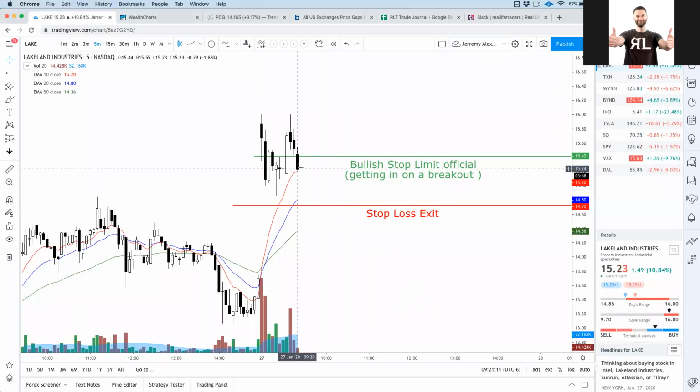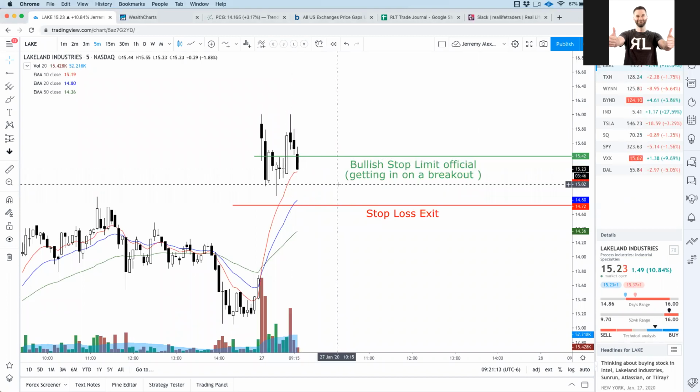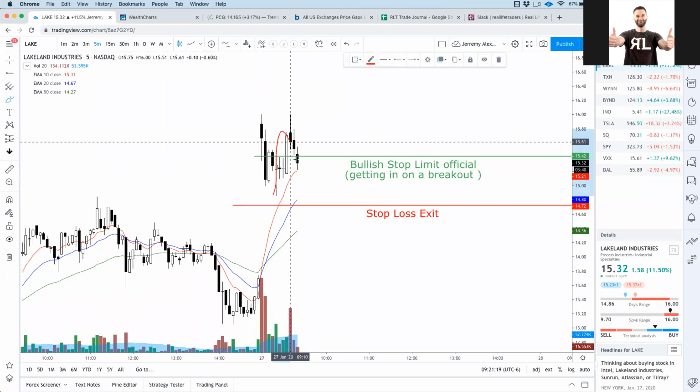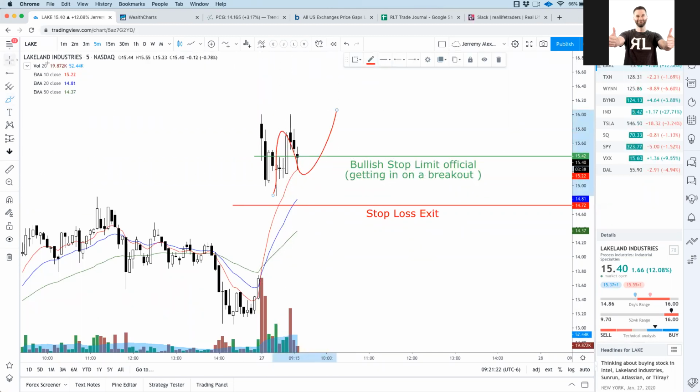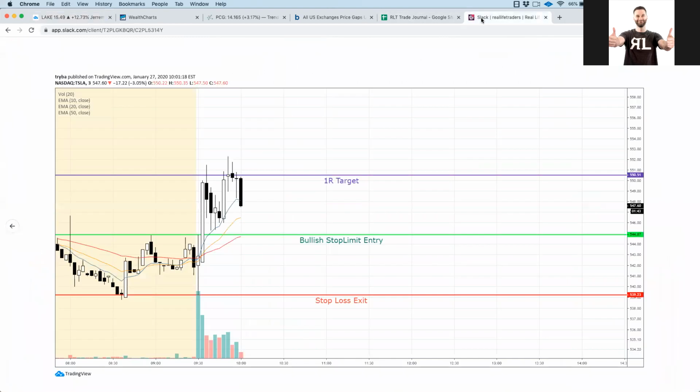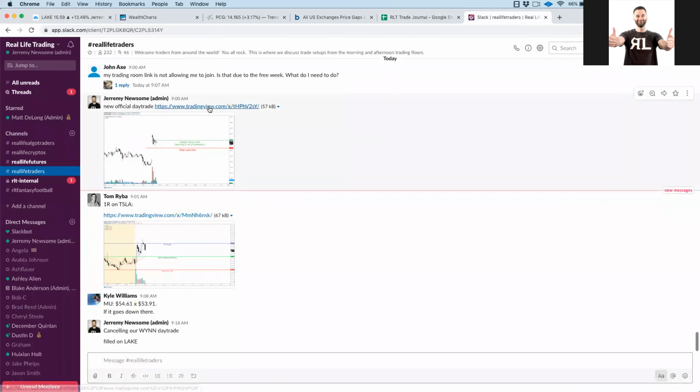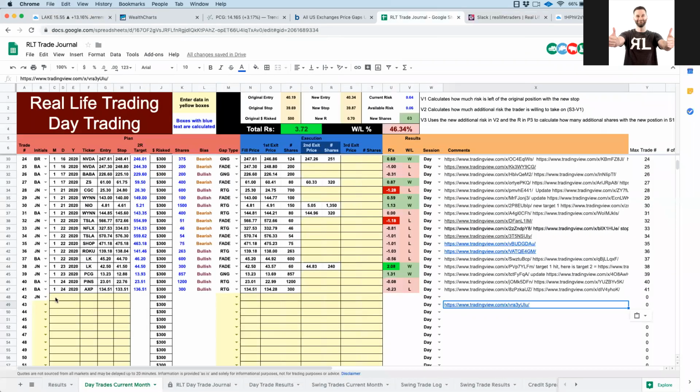So we did get filled on Lakeland Industries waiting for the pullback. And now we get to see, will it bounce off of this support? Simple as that. We'll find out. But again, if I lose on Lakeland Industries, it will be my last trade of the day. Filled on LAKE. So what I'm going to do right now, ladies and gentlemen, is put the 2 trades that I have into our trade tracking worksheet.